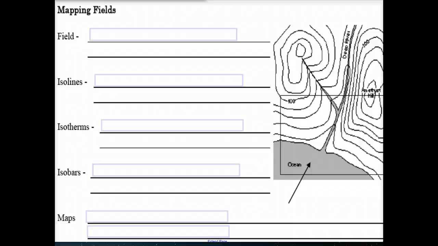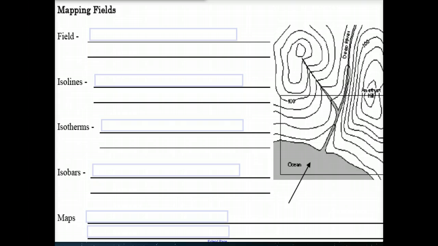Hi everybody. We're going to be talking about maps and fields in these notes, and we've been talking about longitude and latitude and how we can use longitude and latitude to find our locations. And I want to show you now how we work with maps.